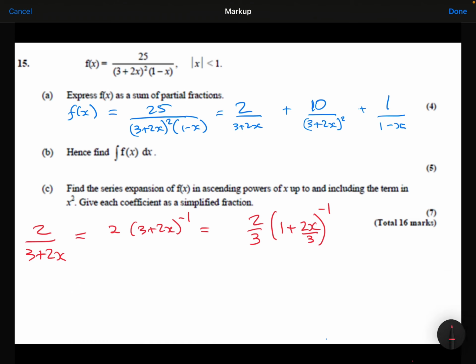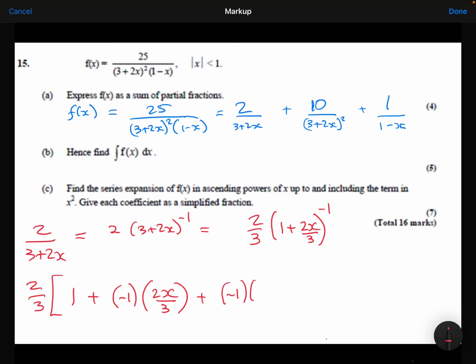Right, let's use the binomial theorem. So 2 over 3. Right, let's expand each of these terms then. We'll have a 1. We'll have the n, which is minus 1, times the x, which in this case is 2x over 3. The next term will be n times n minus 1 over 1 times 2 times 2x over 3 squared. And I don't need to include any more terms because have a look here, I only need to go up to x squared, so that's enough.